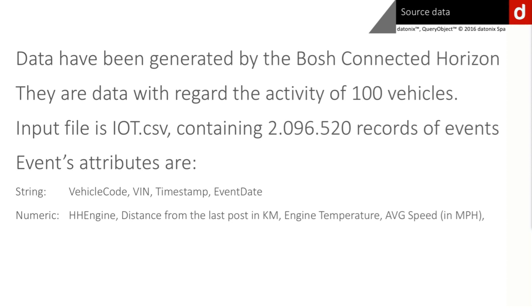Event string attributes are the vehicle code and the identification number, the timestamp and the event date. Numeric attributes are the engine active time in hours, the distance in kilometers, the average temperature, and the average speed in miles per hour.